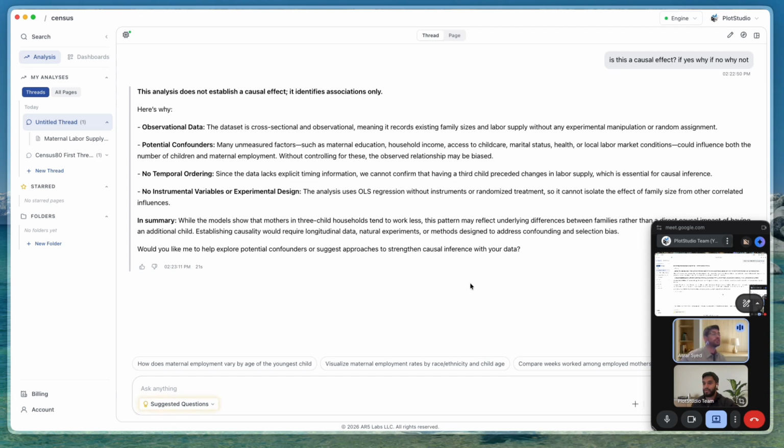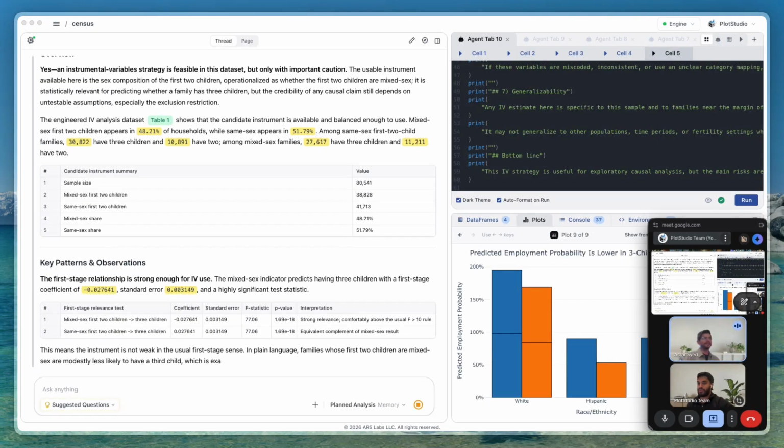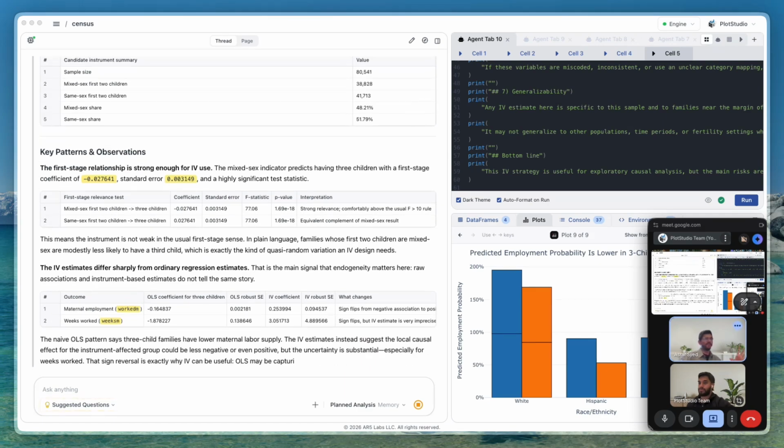Maybe you could ask, can you use instrumental variables to establish a causal effect? What would the model do? Okay, it guides further analysis, right? You don't even know what to look at, and there's this brain doing the thinking work for you, the heavy lifting.